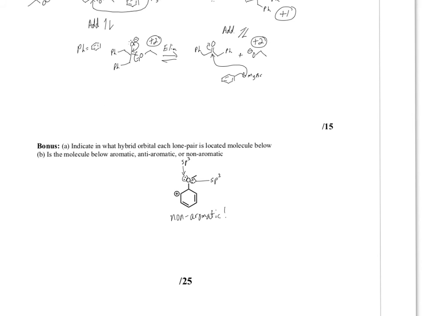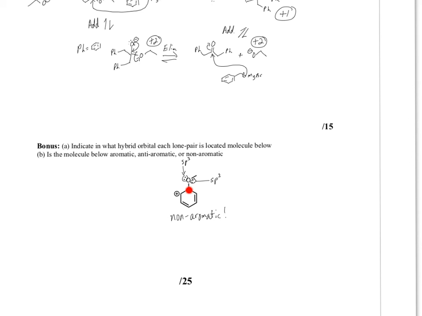The bonus: indicate what hybrid orbital each lone pair is located in. Is the molecule aromatic, anti-aromatic, or non-aromatic? So because this carbon right here is sp3 hybridized, this oxygen can't do resonance. It's not next to a pi bond or a carbocation. So both of these lone pairs will be sp3 hybridized orbitals, and this oxygen is sp3 hybridized.